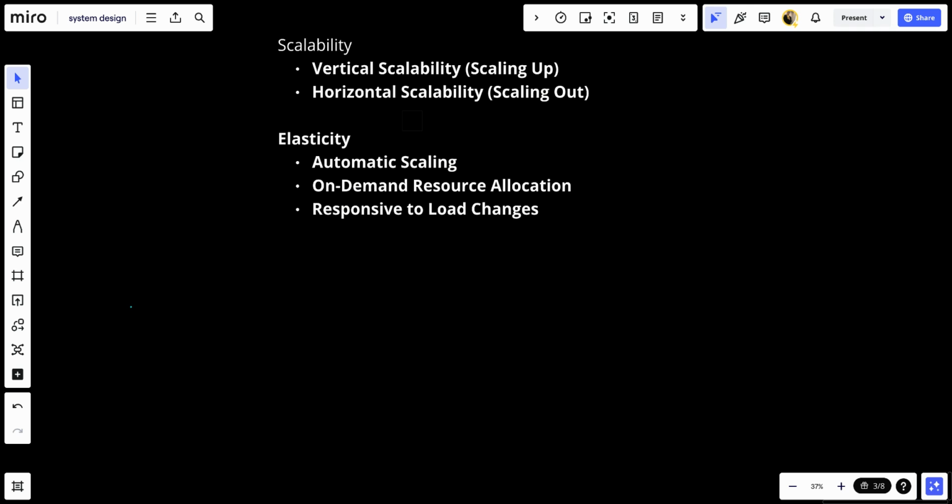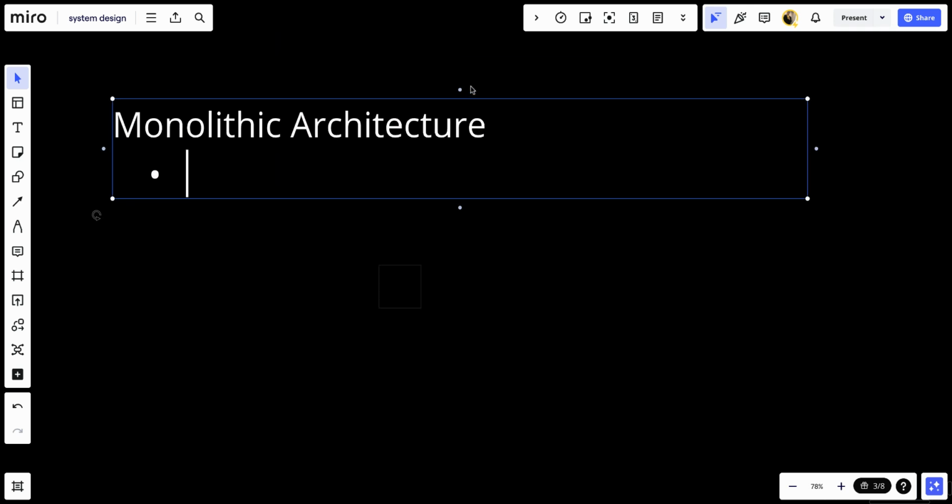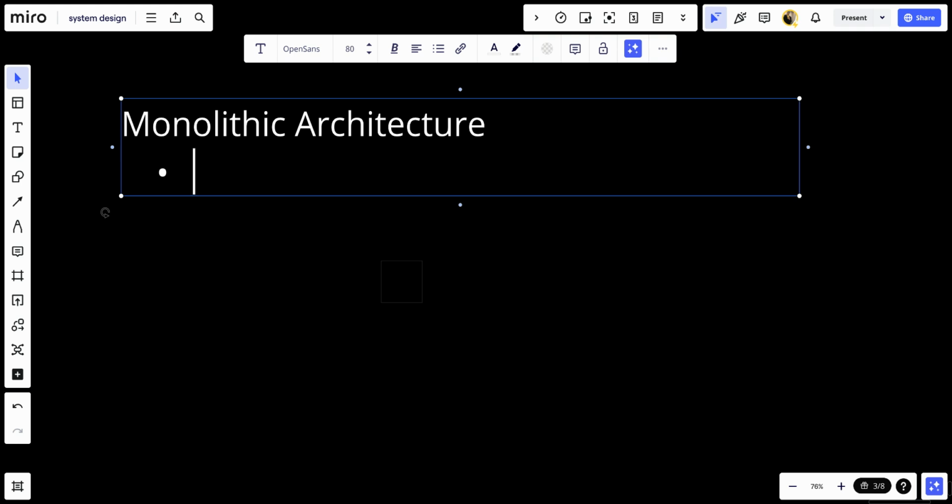We start by talking about the monolithic architecture. Monolithic architecture is a traditional software design pattern where the entire application is built as a single indivisible unit. All components and functionalities of the application are tightly integrated and run as a single process. Let's talk about the characteristics of the monolithic architecture.